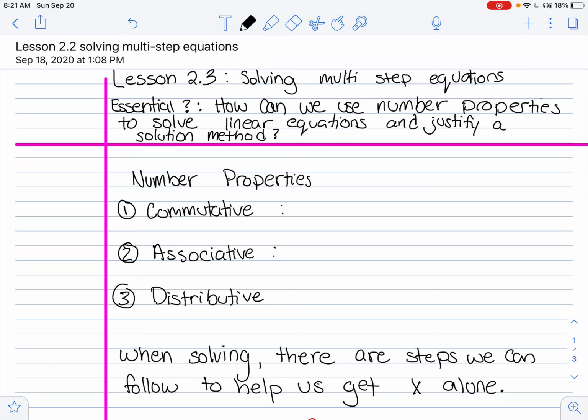Hello, go ahead and label this lesson solving multi-step equations and set up your Falcon notes.